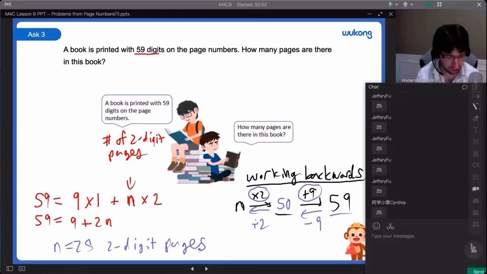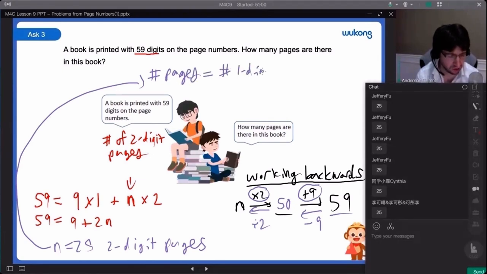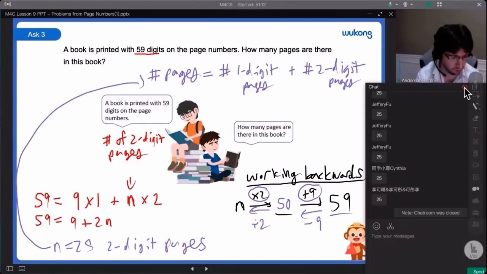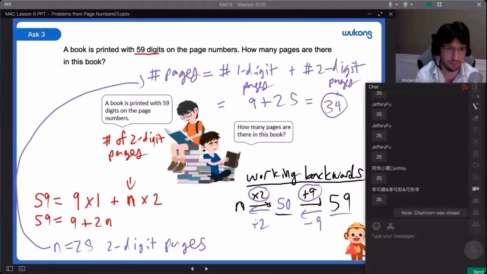Okay, so then we can go up here because I'm out of room. The total number of pages is the number of 1-digit pages plus the number of 2-digit pages. All right, so there are 9 1-digit pages plus 25 2-digit pages we just saw. So this gives us a total of 34 pages.